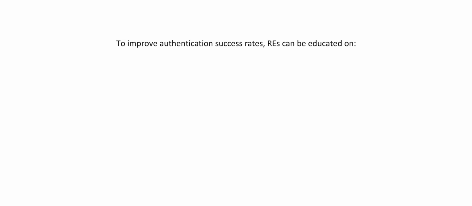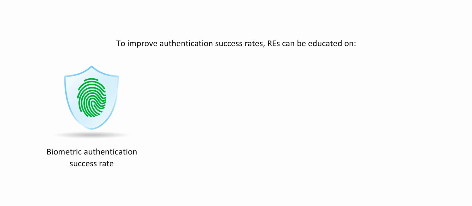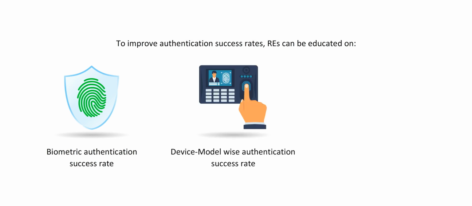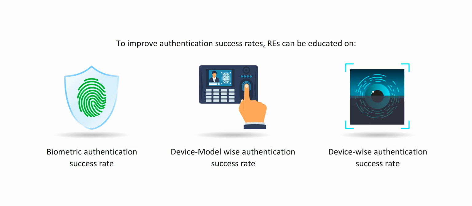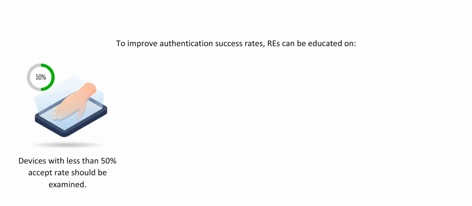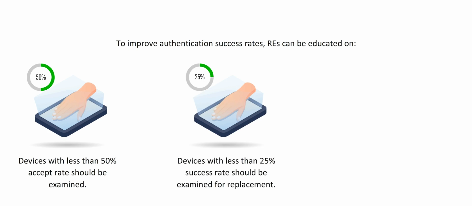uidai.gov.in. To improve authentication success rates, REs can be educated on biometric authentication success rate, device model-wise authentication success rate, and device-wise authentication success rate. Devices with less than 50% accept rate should be examined and remedial action may be taken to improve the accept rate of such devices. Devices with less than 25% success rate should be examined for replacement.